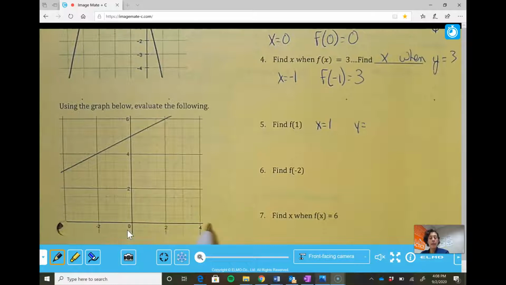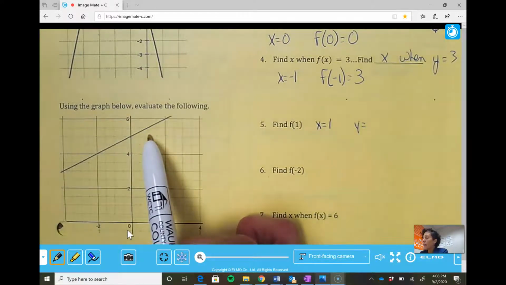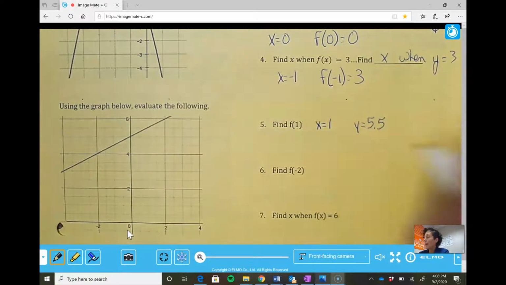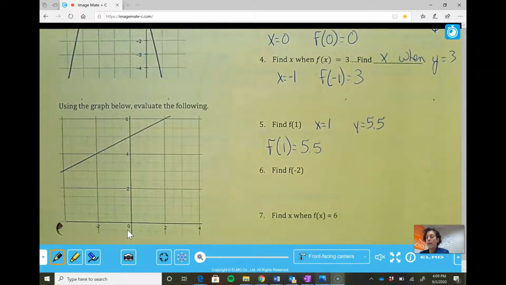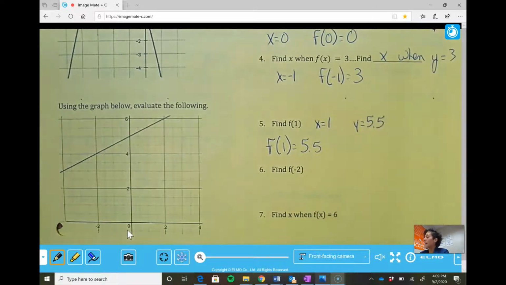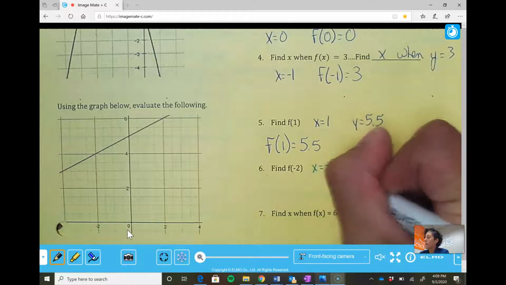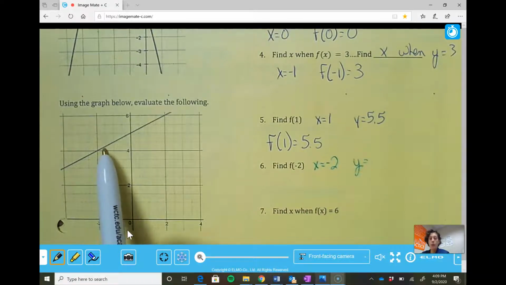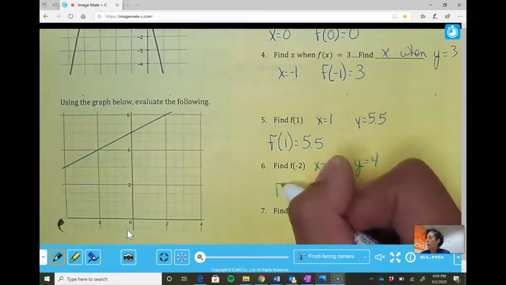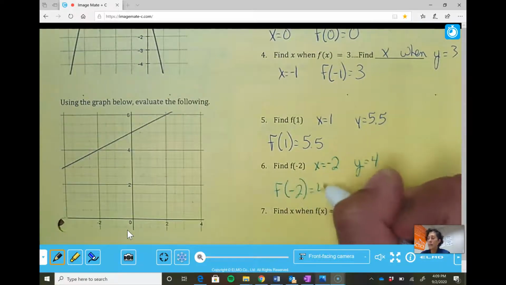Note the scale. So going over to 1 is here, and then I have to go up. So there's 2, there's 4, there's 5, there's 5.5. So it's technically y is 5.5, but I want you to write my function when x is 1, my answer is 5.5. This time I'm telling you that x is -2. So you're going to be telling me y. So x is -2, I need to go left, and now I have to go up. So I go up 2, and I go up to 4. So y is technically 4, but we will write it, my function when x is -2 is 4.